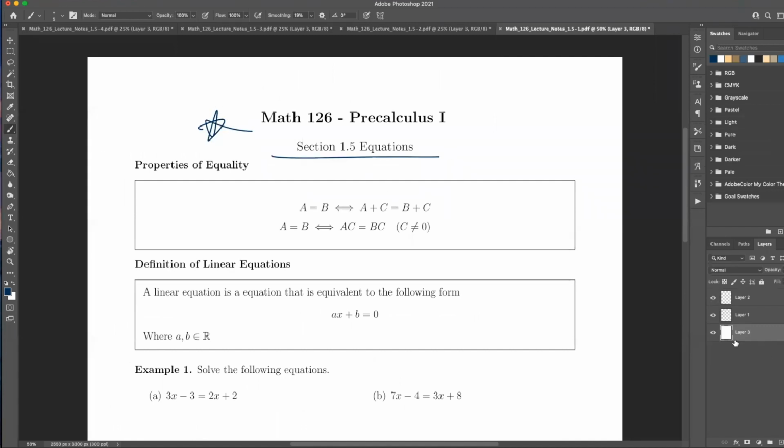All right, so 1.5 equation. Here we're going to use properties of equalities. We've been doing expressions up to this point. Now we're going to actually solve this stuff with equations. So we're going to have A equal to B.